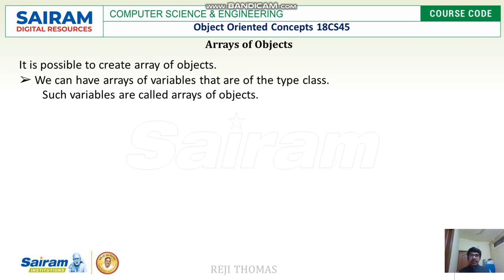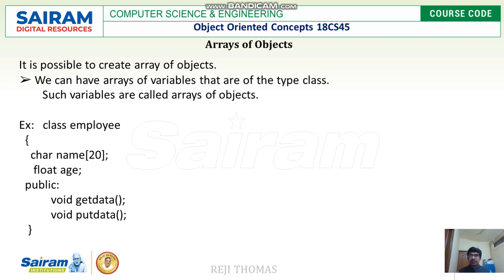So let us see how we can create an array of objects. If you look at the program, we have a class called employee. This is the class, where the name is employee, and it has private data members called name and age, and it has two member functions. One is get data, the other one is put data. So this is our class.